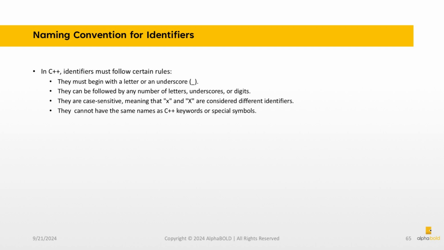In C++, identifiers must follow certain rules. They must begin with a letter or an underscore symbol. They can be followed by any number of letters, underscores, or digits. They are case-sensitive, meaning that x and X are considered different identifiers. They cannot have the same names as C++ keywords or special symbols.